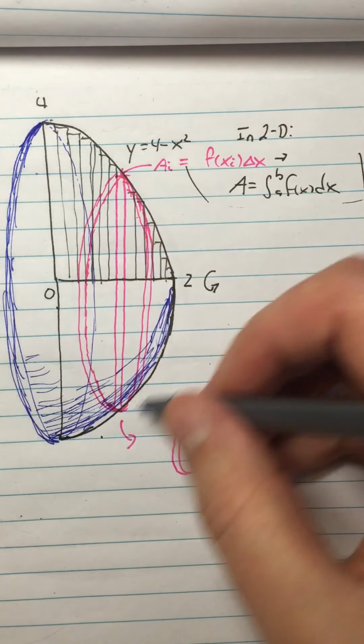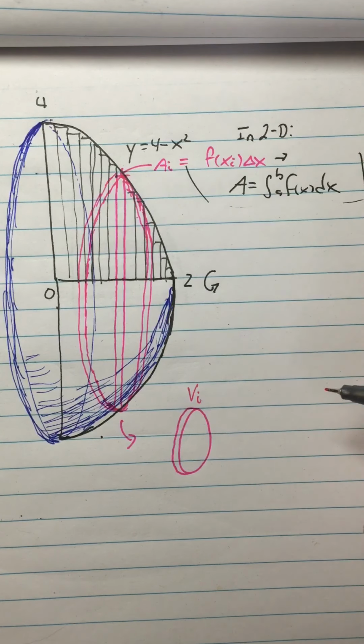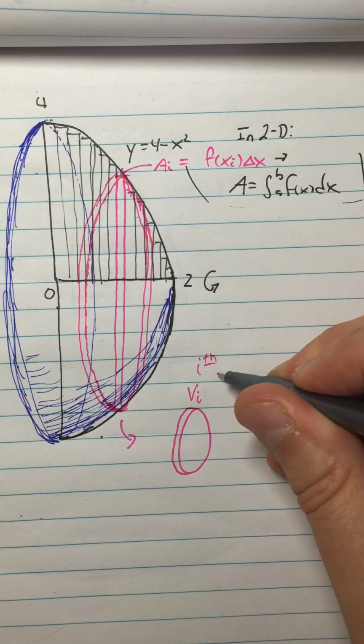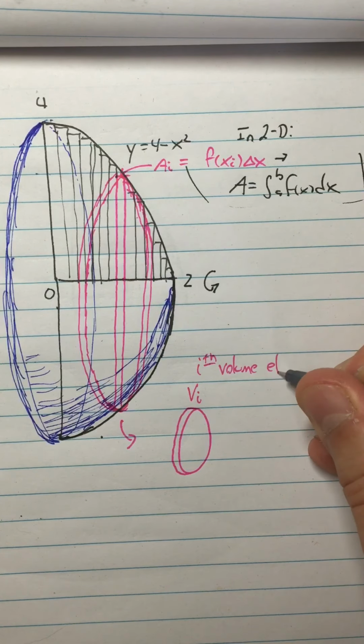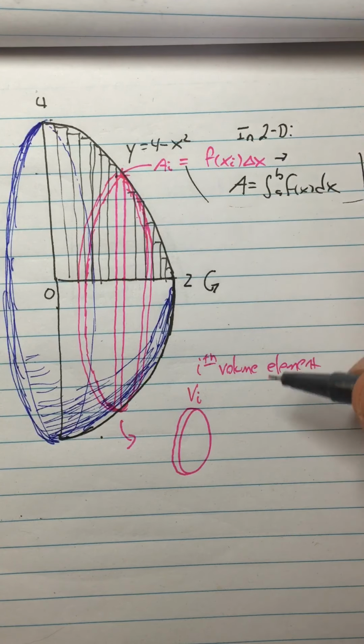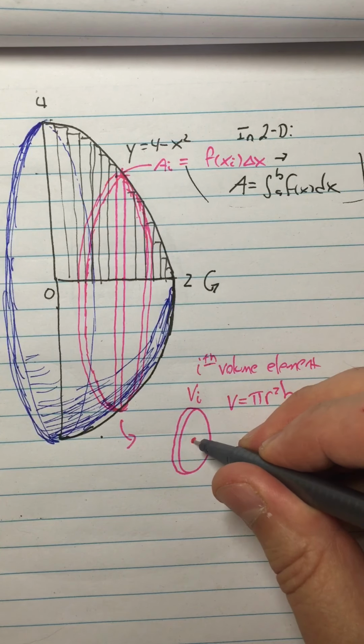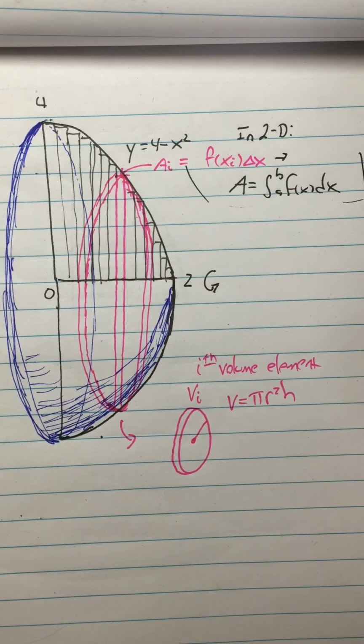So what we're going to do with our representative volume slice is call it v sub i. The ith volume element, just as a sub i is often called the ith area element. All right, so what is that volume as it depends on the x sub i's? Well, this is a cylinder, so V equals pi r squared h. So the question becomes, what is the radius of the cylinder? All right, so v sub i is going to be pi times what?